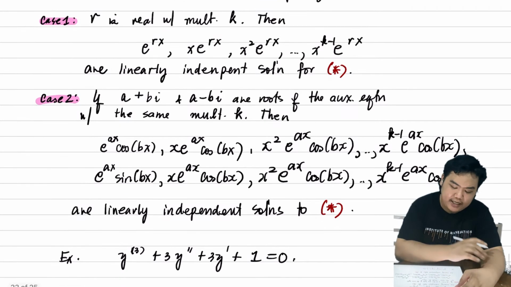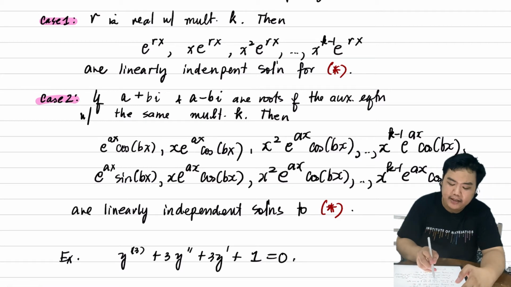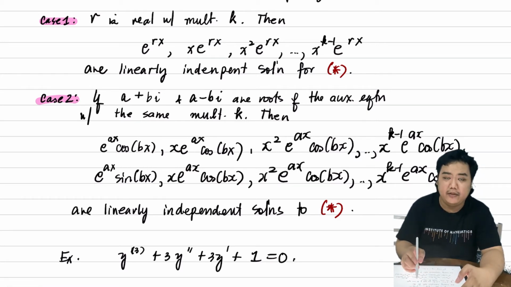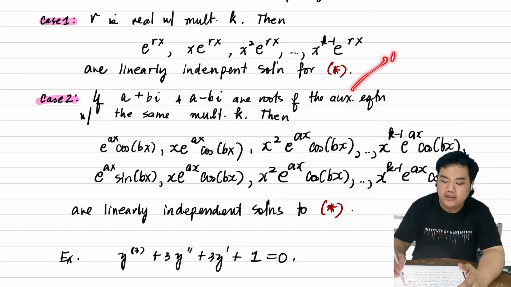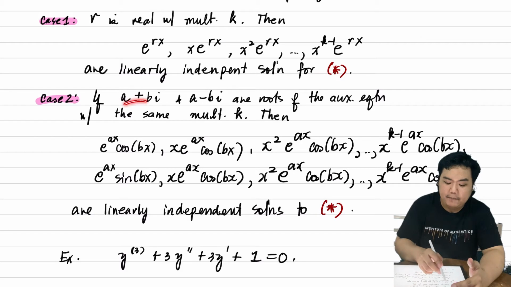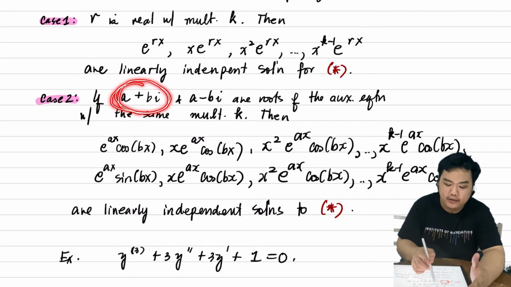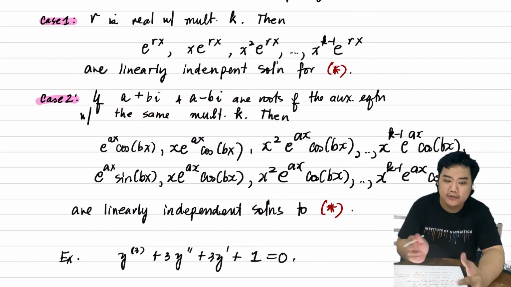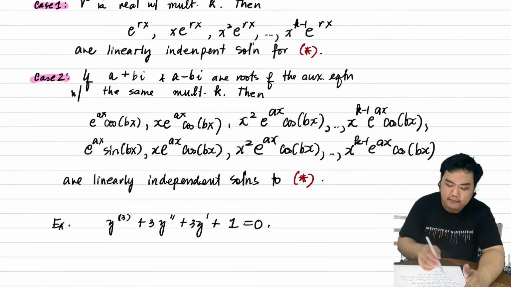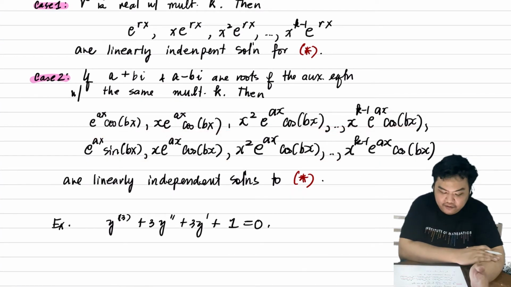And for the second case, if a plus bi and a minus bi are roots of the auxiliary equation, we are assuming here that the auxiliary equation has real coefficients only. Para mangyari na palagi magka-partner yung a plus bi at saka a minus bi as a root. And yung multiplicity nila the same. So kung k times itong lumalabas as a root, k times din ito lalabas as a root. Okay? So itong napakahabang thing na to, form linearly independent solutions to star.